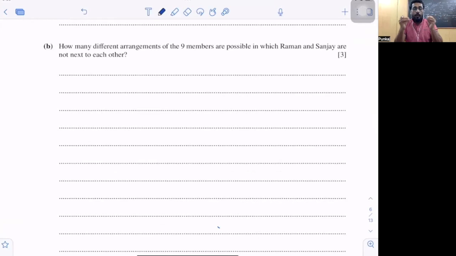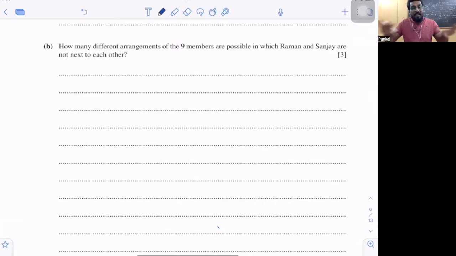The best way to separate the two people is to place a third object between these two, right? If you want to separate two objects, what you do is you place the third object in between these two objects. So let's do one thing over here. Let's ask Raman and Sanjay to stand aside for some time. We will do their arrangement a little later. Since I don't want Raman and Sanjay to come next to each other, I'll ask them for some time to stand away from the arrangement.